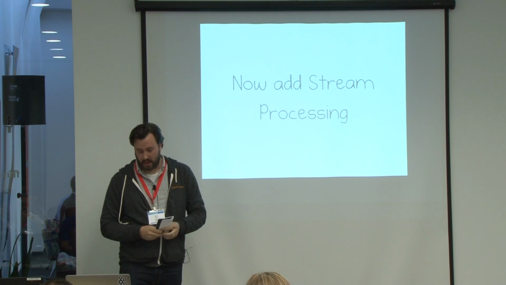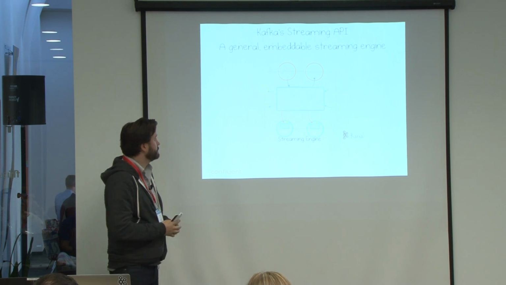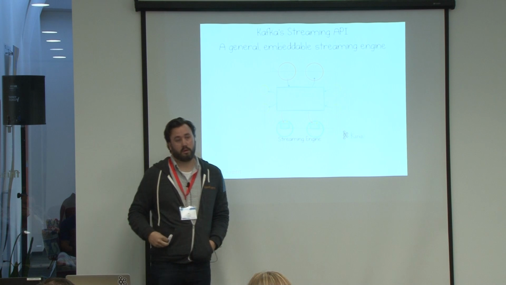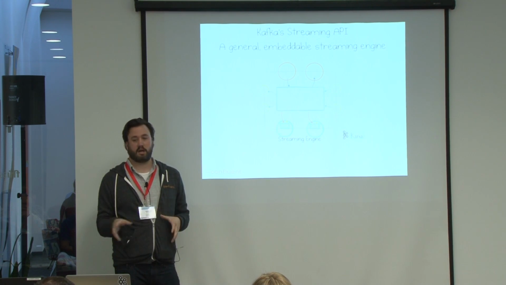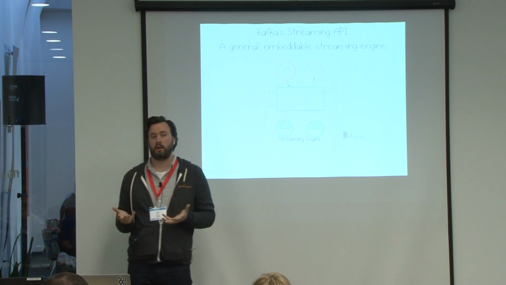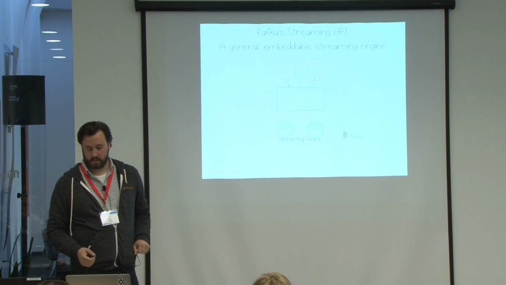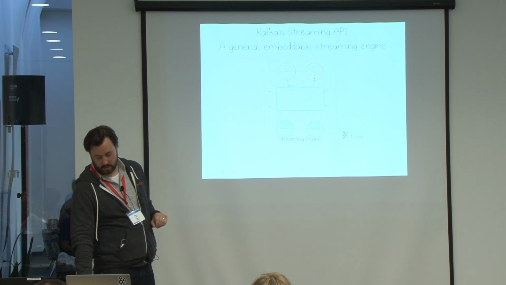Now, if we add stream processing to this, Kafka ships with a library called Kafka Streams, which is a general embeddable streaming engine. It's just a Java library. That's what it means when we say embeddable. It doesn't require a stream processing cluster like Spark or Flink or Apex. So it's also very general purpose.